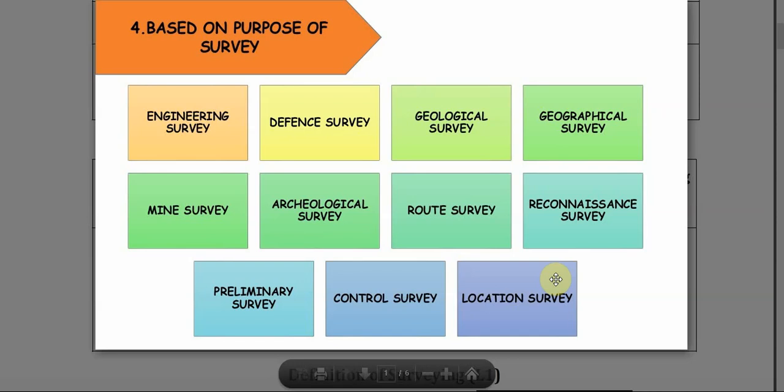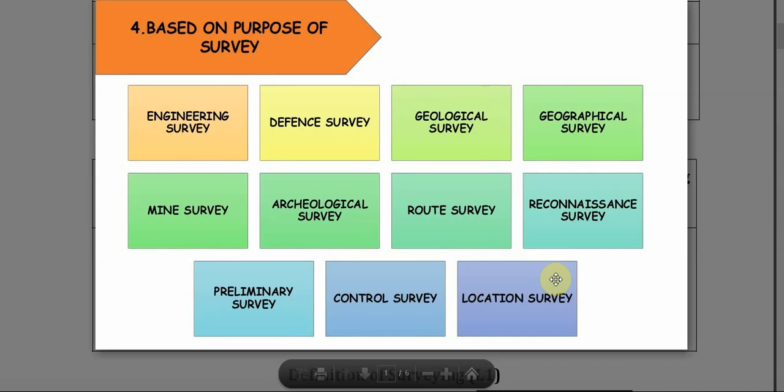Geographical survey, it is done to find geographical features of the area. Mine survey, in mines we have to locate the deposits and we have to construct tunnels. So surveying done for such purposes is called mine survey. Archaeological survey, it is done in archaeological sites to find archaeological relics. Route survey, reconnaissance survey, preliminary survey, control survey, location survey.